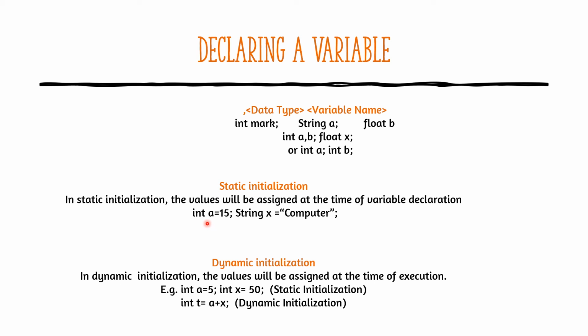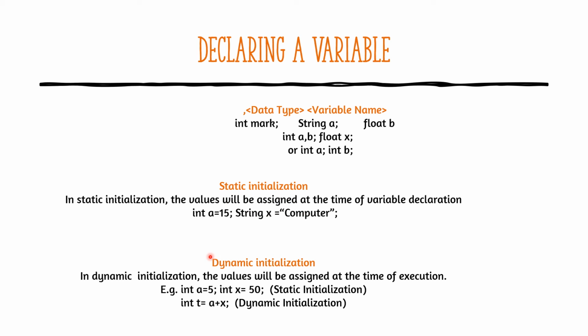So if we are saying int a is equal to 15, we are declaring the variable, a is the variable name, it is declared as int, and we are storing the value at the same time, before the execution. And string x is equal to computer. So this value also is stored in the variable x before compilation, before execution of the program, at the time of declaration. So this type of initialization is known as static initialization.